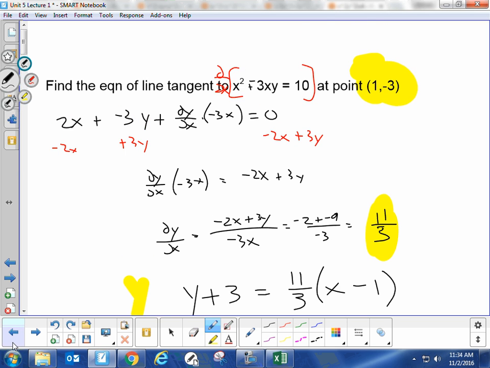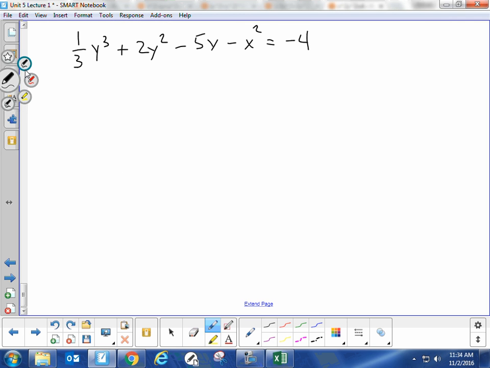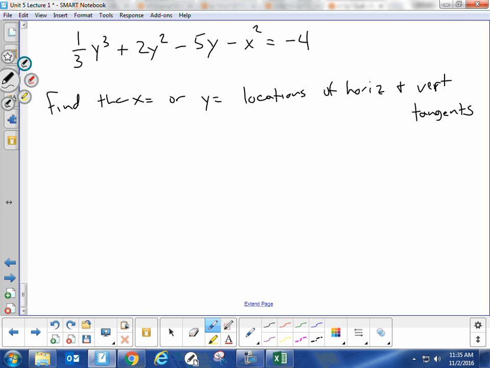What else can we do with these things? Well, we can find locations of horizontal and vertical tangents. Interesting location. Why don't we find the x equals or the y equals locations of our horizontal and vertical tangents. Go!